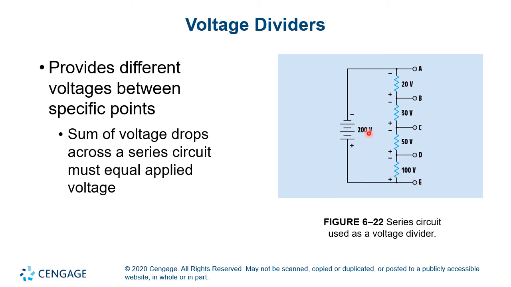So in our case here, this is going to be essentially 0 coming out, depending on where you define ground, and then this is going to go up 20, up 30, up 50, up 100 to come back to 200 on this other side. So 20 plus 30 plus 50 plus 100 equals 200.